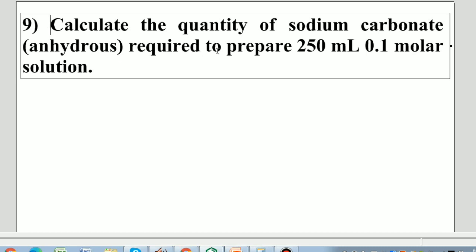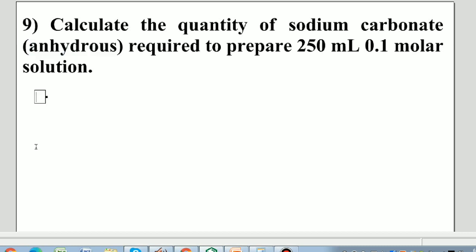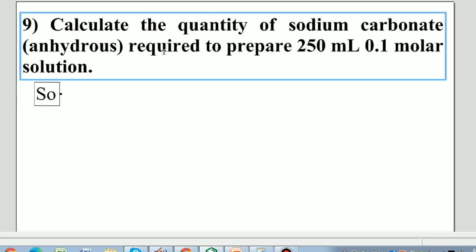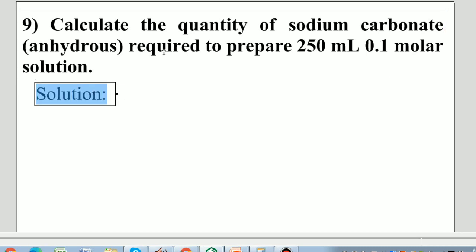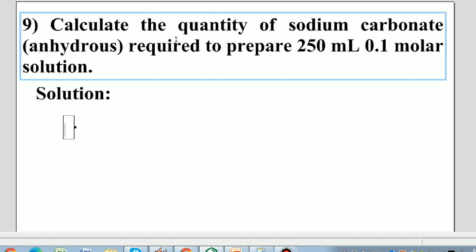Students, calculate the quantity of anhydrous sodium carbonate required to prepare 250 ml of 0.1 molar solution. Here anhydrous means moisture free, highly dry sodium carbonate. So don't bother about this term anhydrous. So here students we can solve this problem. The solution for the given problem is like this. Given volume of the solution is equal to 250 ml.